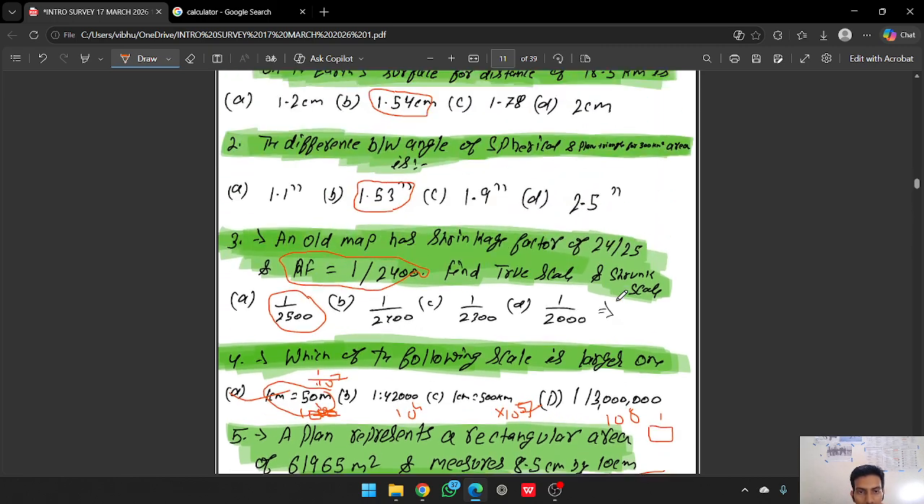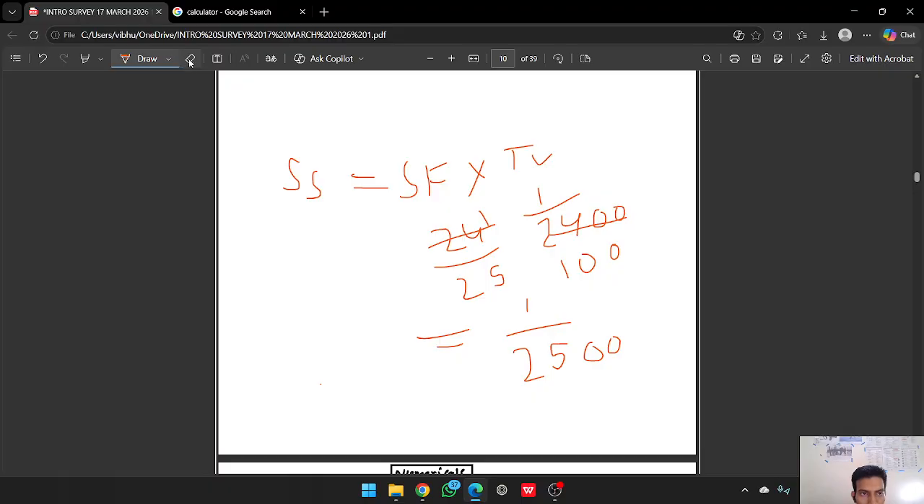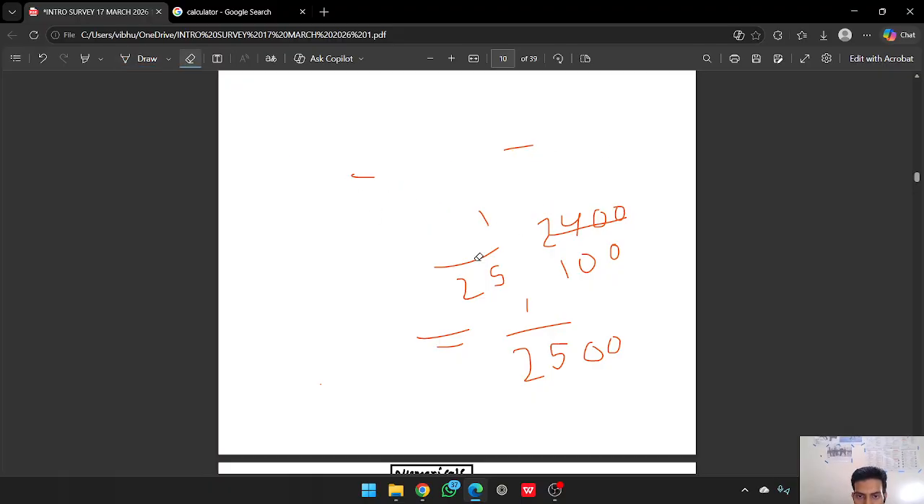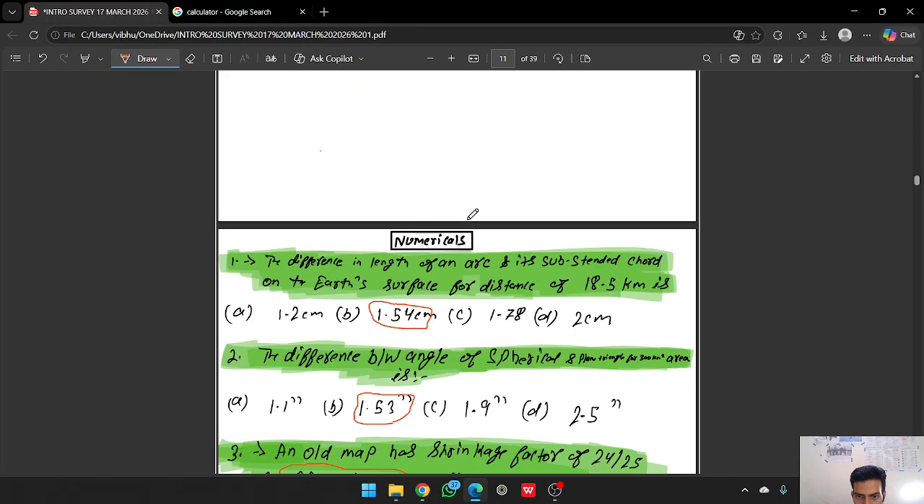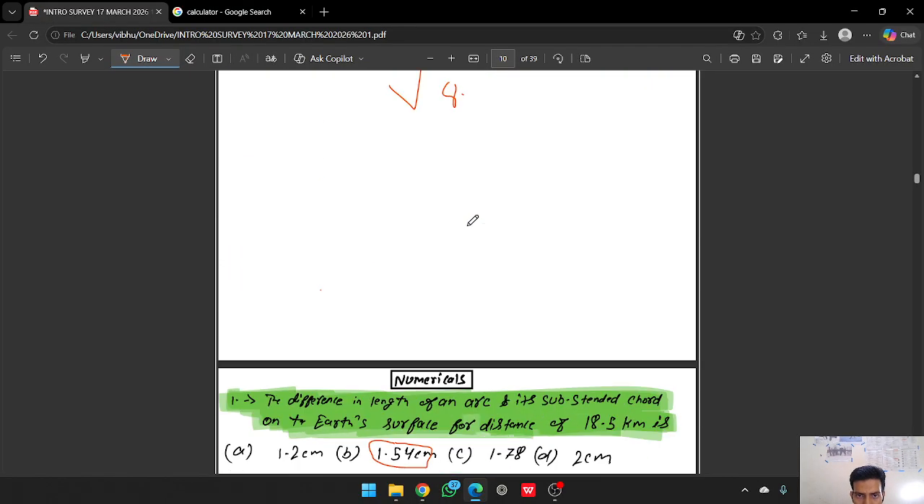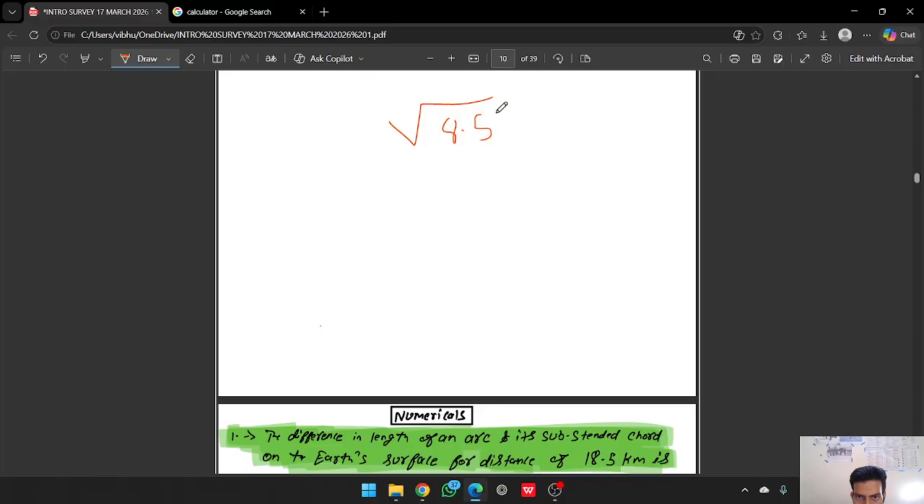8.5, whatever value. Now I'm erasing this. What is that? 8.5 into 10 centimeter divided by what?